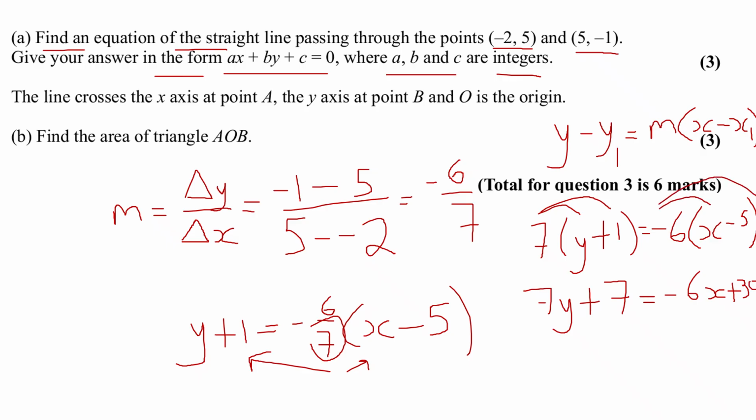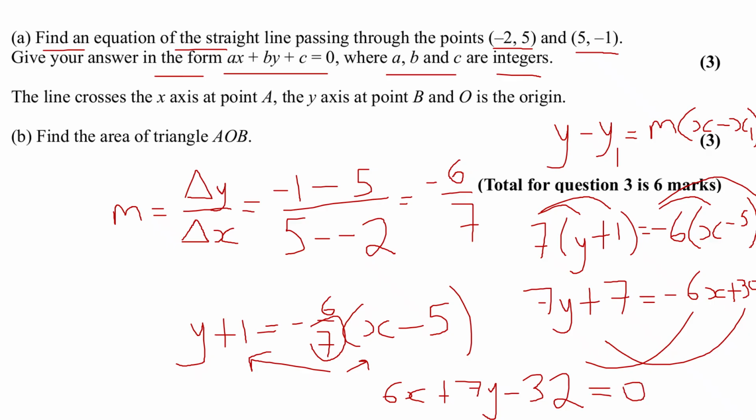I'm now going to rearrange it so it's in that format. I'm going to add 6x to both sides, and subtract 30. So we get 6x plus 7y, then we have plus 7 and we subtract 30, we get -23, equal to 0. And that, guys, is my answer to part A. So a would be 6, b would be 7, and c is -23.